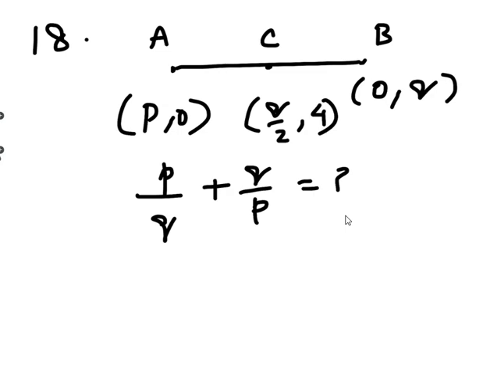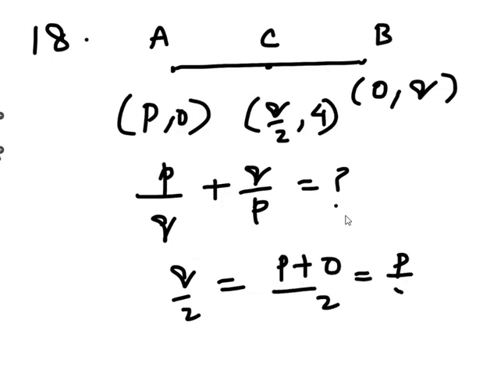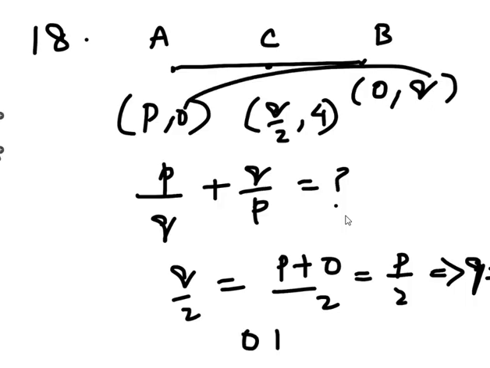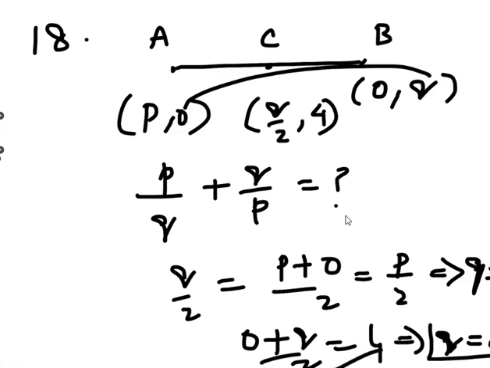Okay, so what is P? Q by 2 from this is equal to P plus 0 by 2, or P by 2. Midpoint, right? This means Q is equal to P. So what will be the other one? 0 plus Q by 2 is equal to 4, so Q is equal to how much? 8. Clear?